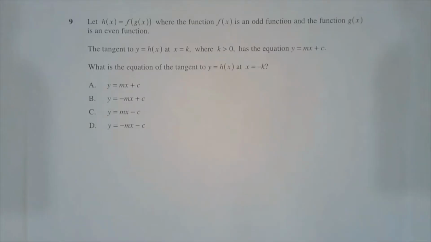Question 9. Let h of x equals f of g of x, where the function f of x is an odd function and the function g of x is an even function. The tangent to y equals h of x at x equals k, where k is greater than 0, has the equation y equals mx plus c. What is the equation of the tangent to y equals h of x at x equals negative k?